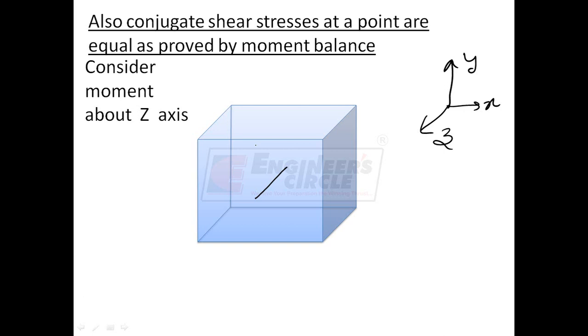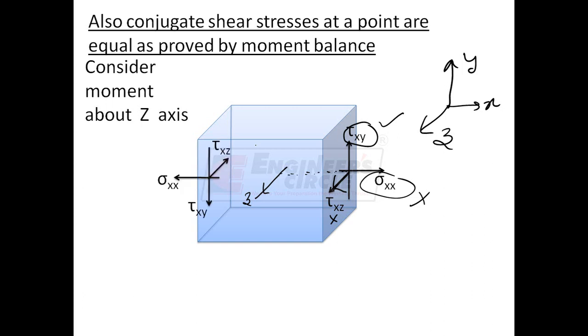The stresses on the x plane are sigma xx and the other two are shear, tau xy and tau xz. This sigma xx is passing through the z axis. Therefore, sigma xx will not give any moment about z axis. Similarly, tau xz is parallel to the z axis, so tau xz will also not give any moment about z axis. So, out of these 3 components, only tau xy will give moment about z axis.